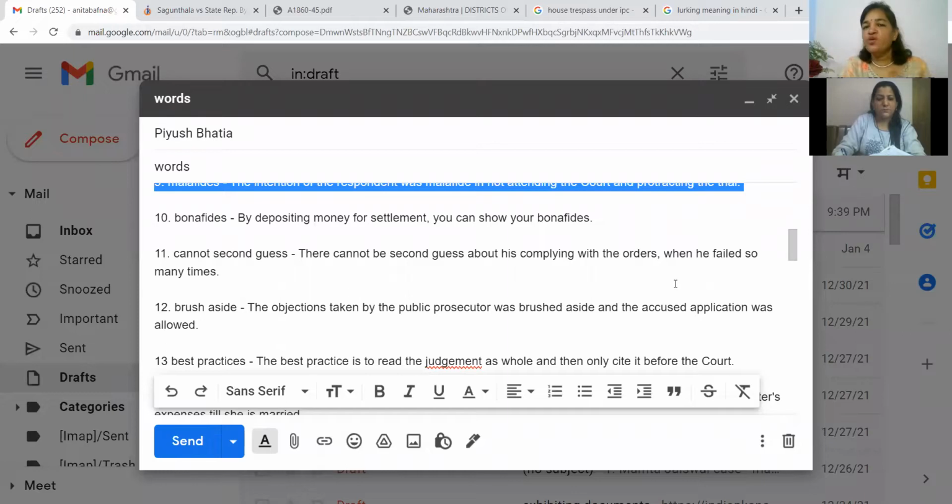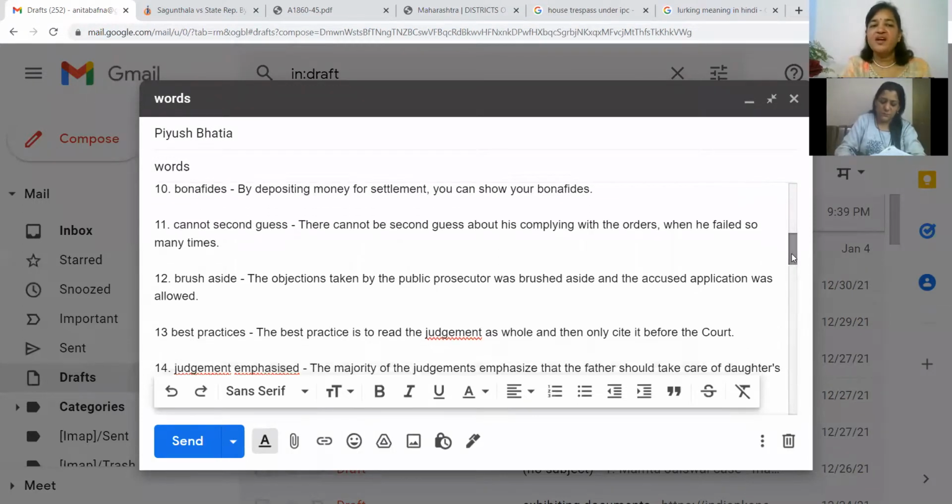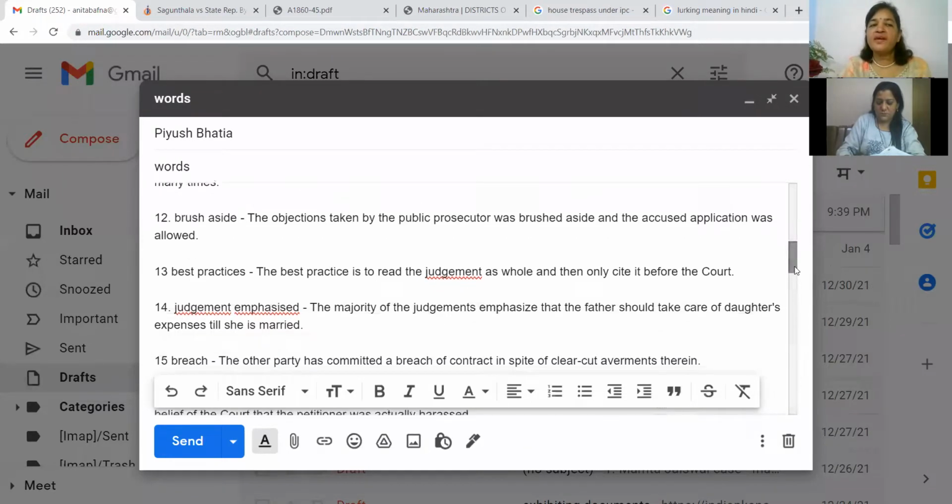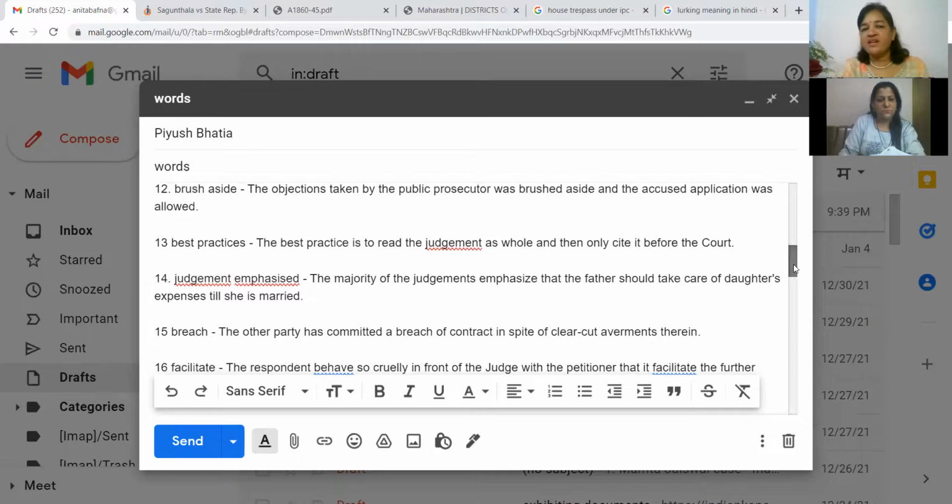उन्होंने पहले भी कोर्ट के आदेशों को नहीं माना है. Brush aside. Very simple English, but it is used beautifully in few of the judgments. The objections taken by the public prosecutor was brushed aside, and the accused application was allowed. Best practices. The best practice is to read the judgment as a whole and then only cite it before the court. अच्छी आदत यही होगी कि आप जजमेंट को पूरा पढ़े and फिर कोर्ट में बताएं.